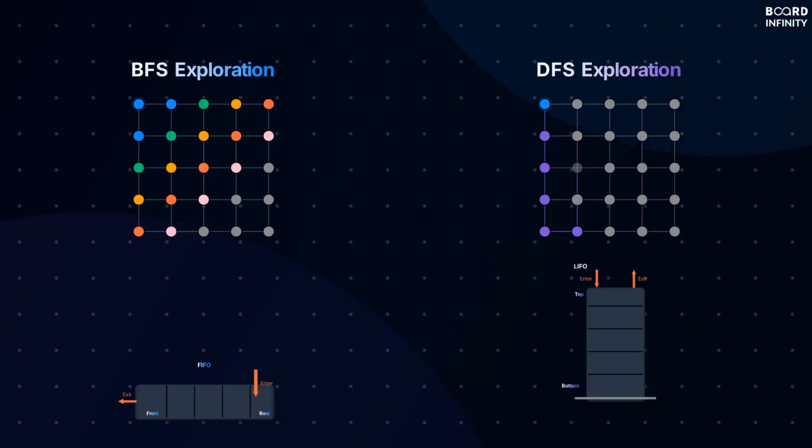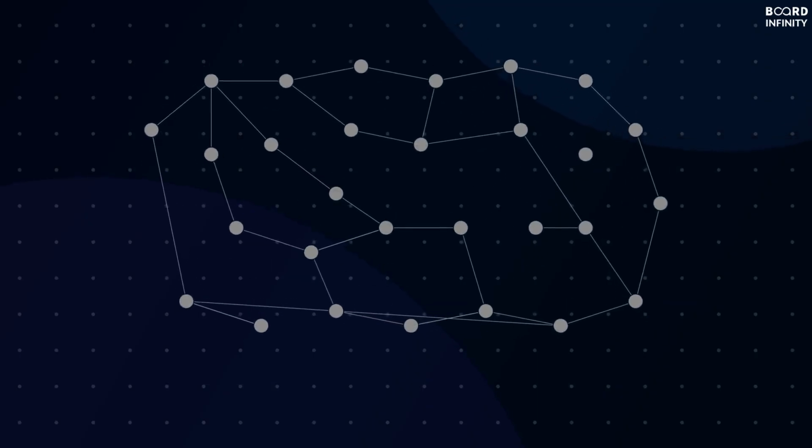In this video, you'll learn how BFS and DFS work, when to use each one, and why systems like Google Maps, LinkedIn, and Netflix depend on them to function. So what's actually happening here?